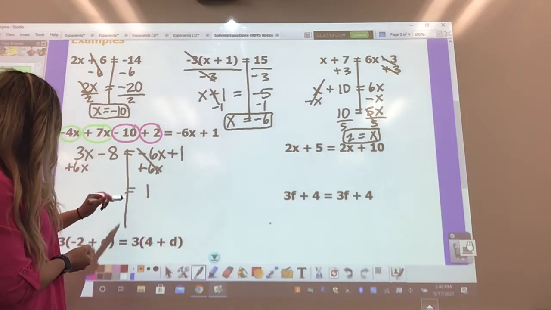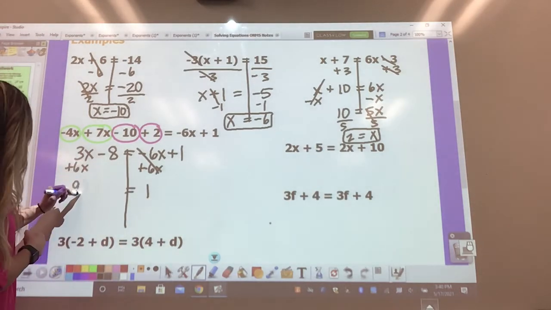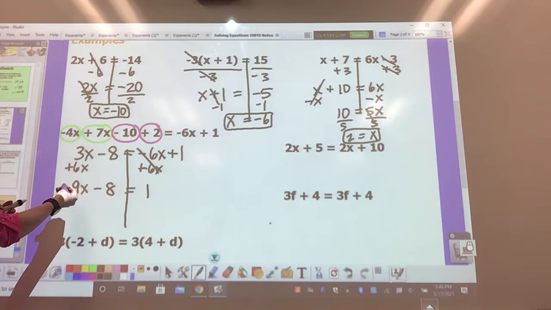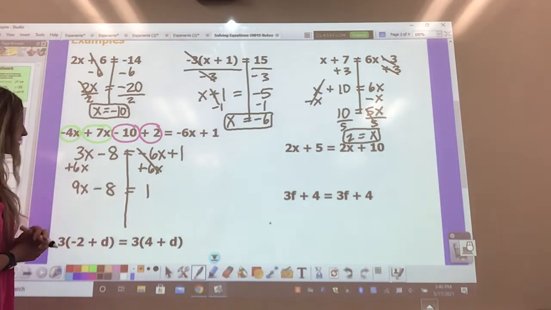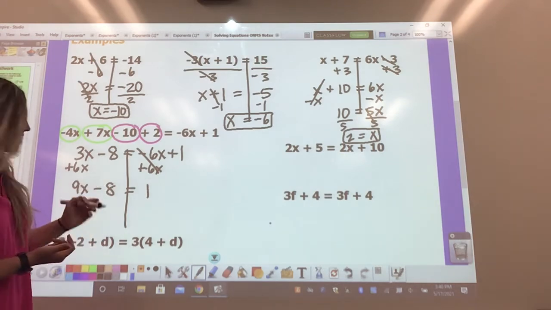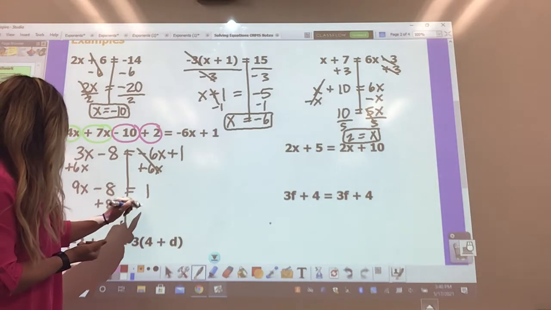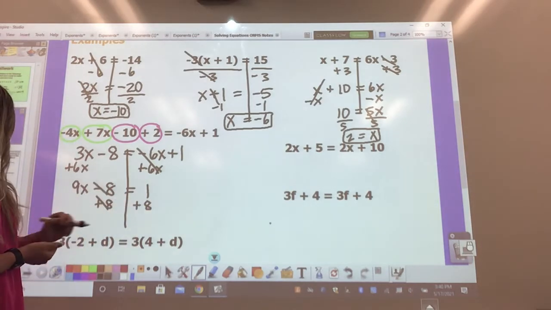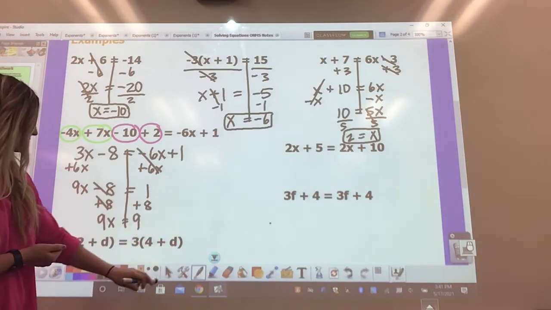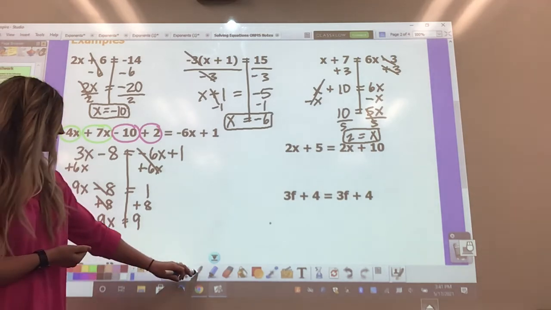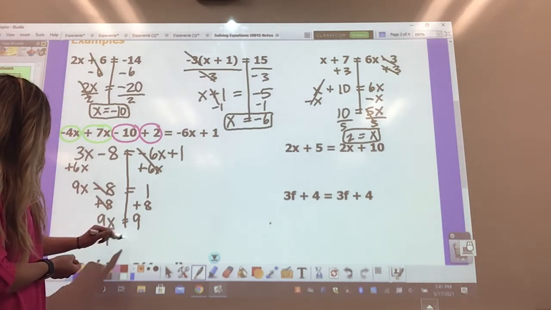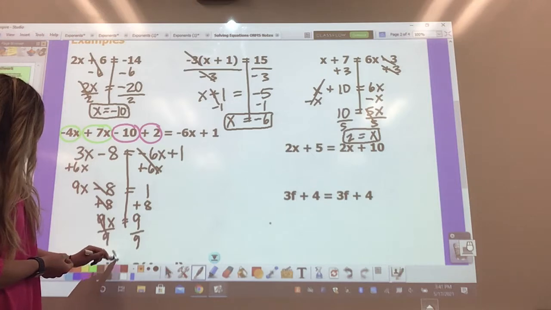I'm left with 1 equal to 3x plus 6x is 9x, and then I still have that minus 8. So since I moved the x's over here, that means I want to move the numbers over here. So I want to get rid of the minus 8, and by doing that I would add 8 on both sides. So minus 8 and plus 8 cancel, leaving me with 9x equals 1 plus 8, which is 9. And last but not least, to get x by itself, right now it's being multiplied by 9, so divide both sides by 9, meaning x equals 1.